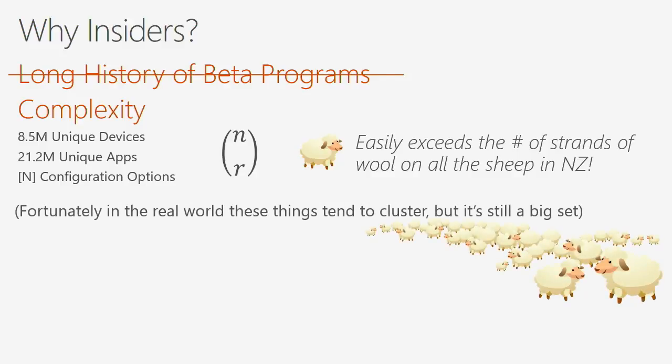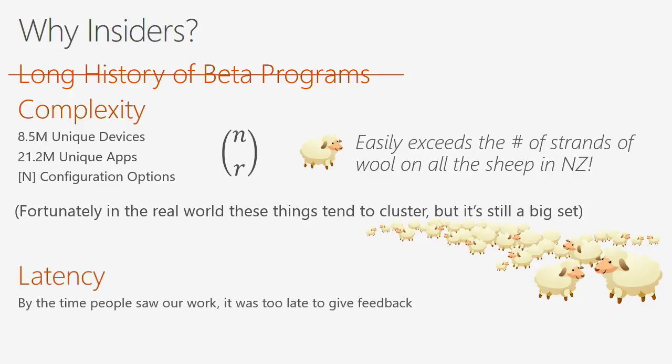But fortunately, in the real world, like sheep, these things do tend to cluster, and we have huge test matrices and automation that will help us day in, day out get the operating system mostly right. But it's the edge cases and some of those real uniquenesses that the Insider program helps us with. So we can hear voices from across the world, and we can hear different, unique and diverse points of view as to what is working in technology for you and what is not working.